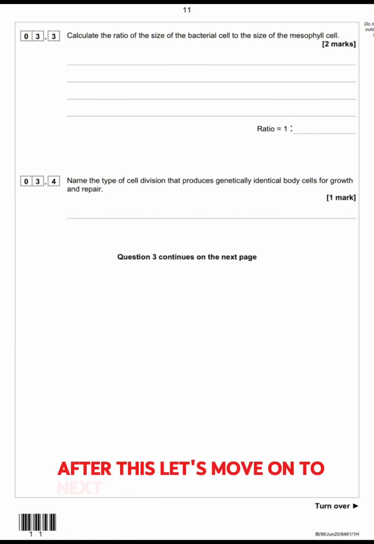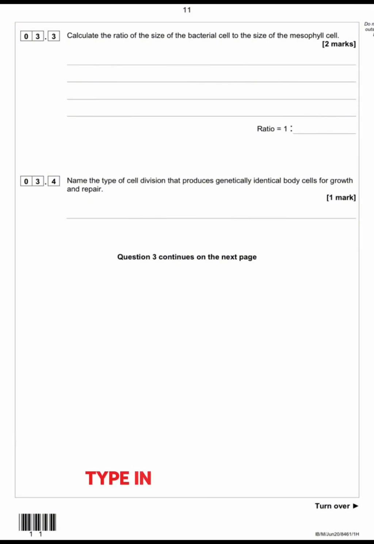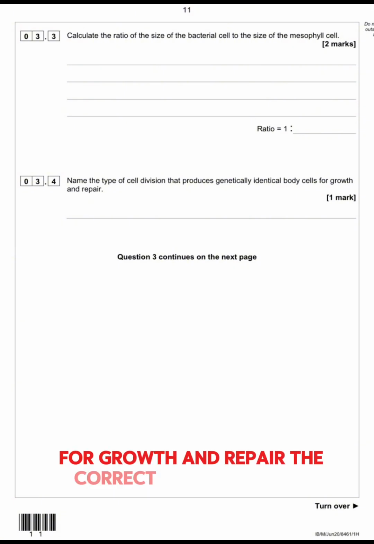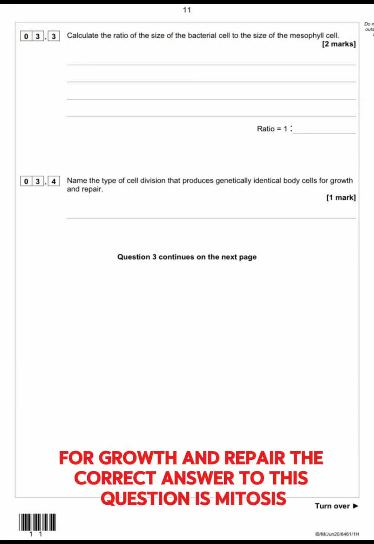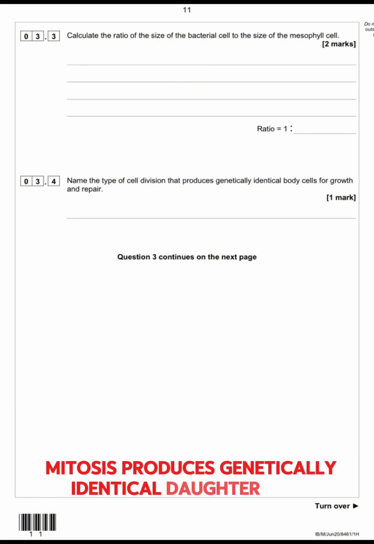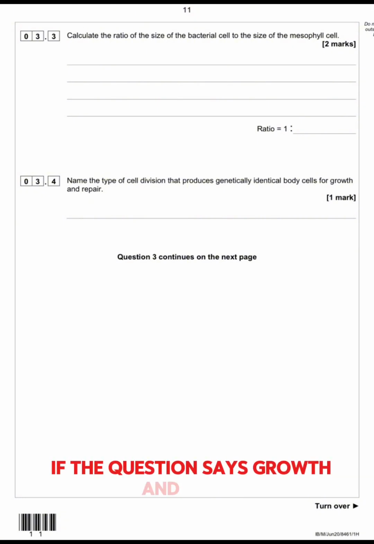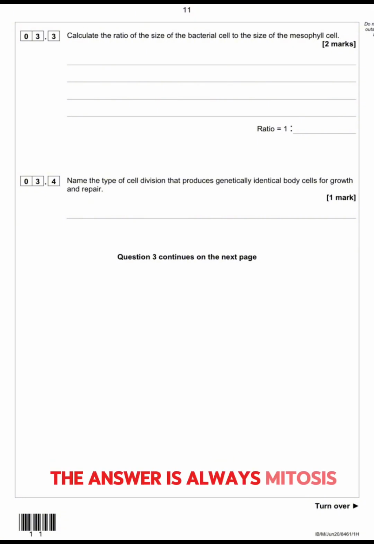After this, let's move on to the next question, part 3.4, which asks you to answer a question about the cell division type in cells. The question, as you could see on the slide, is: name the type of cell division that produces genetically identical body cells for growth and repair. The correct answer to this question is mitosis. Mitosis produces genetically identical daughter cells and is used for growth and tissue repair. I will give you an exam tip. If the question says growth and repair, the answer is always mitosis, not meiosis.